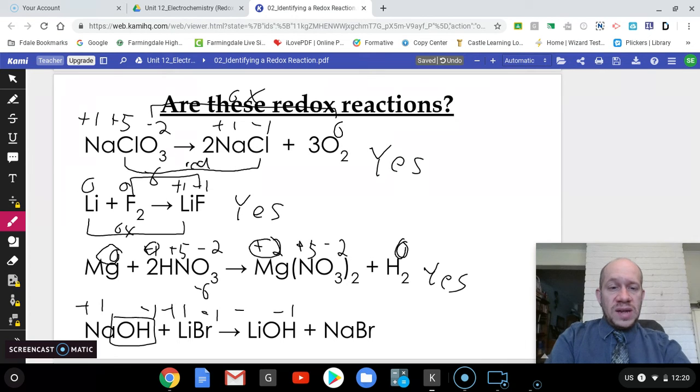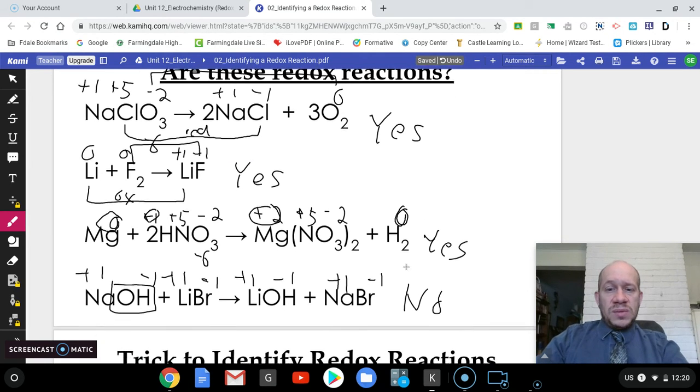And finally, I'm going to put OH together as a -1, and sodium, -1 and +1, -1 for my hydroxide and a +1, a -1 and a +1. And if I look, everything is the same. So this is not a redox reaction.